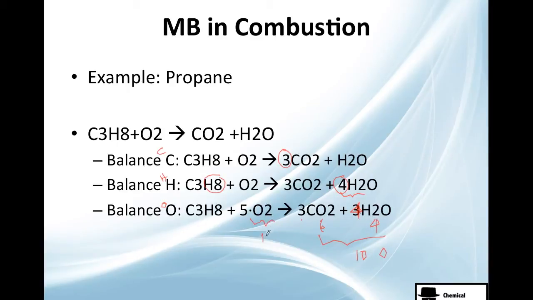Since we have 2 here, we just divide and we know we need to multiply by 5. So we have 10 oxygen on the left and 10 oxygen on the right. So good, we have our balanced equation.